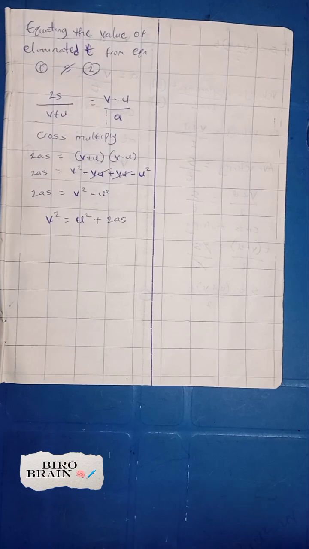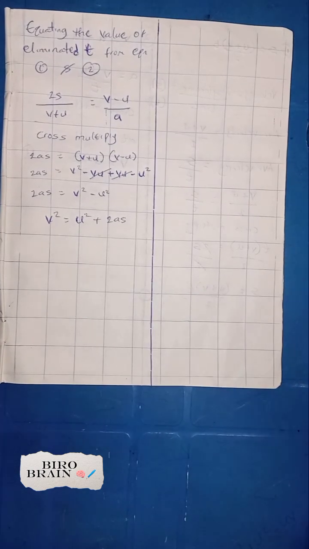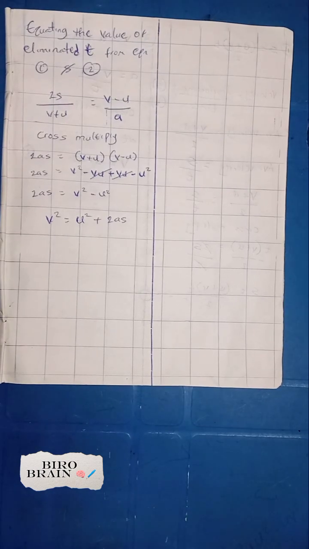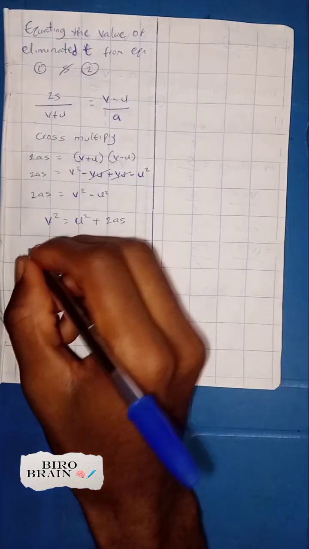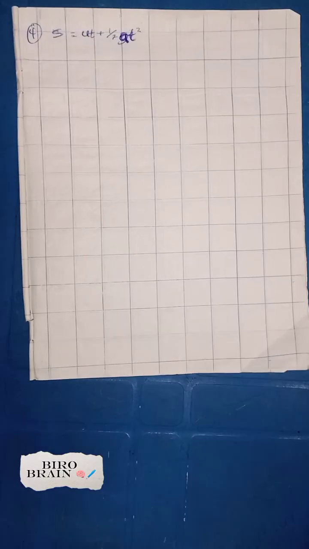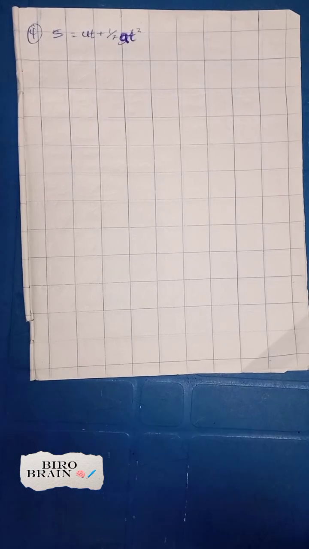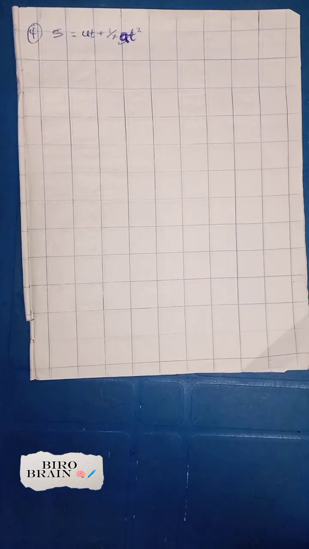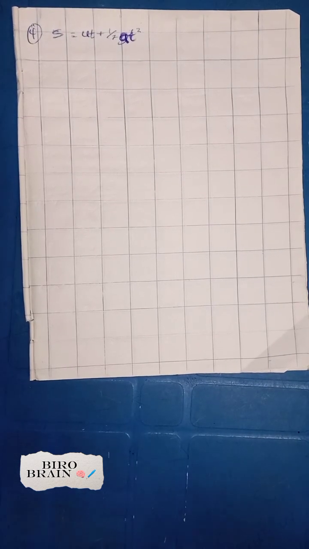Alright, so we successfully derived the third equation of motion. In order to derive the fourth equation of motion, we have to eliminate v from equation 1 and equation 2.